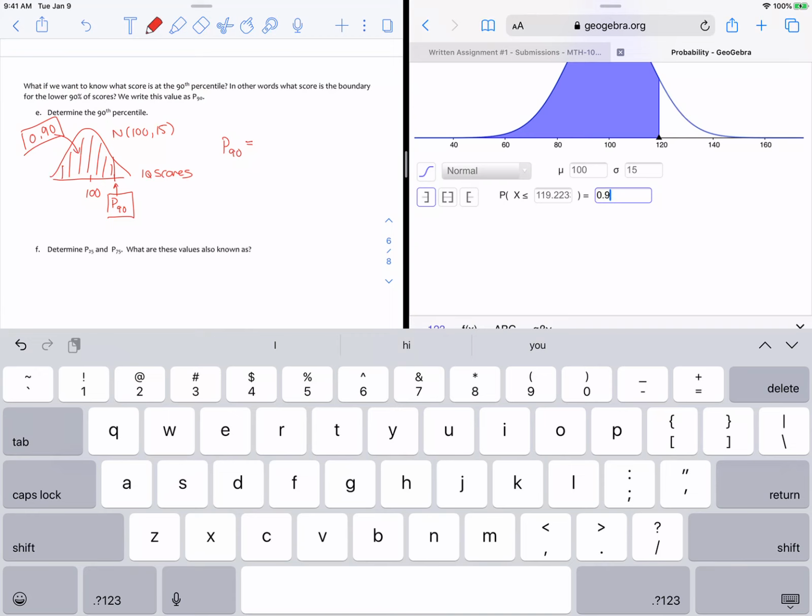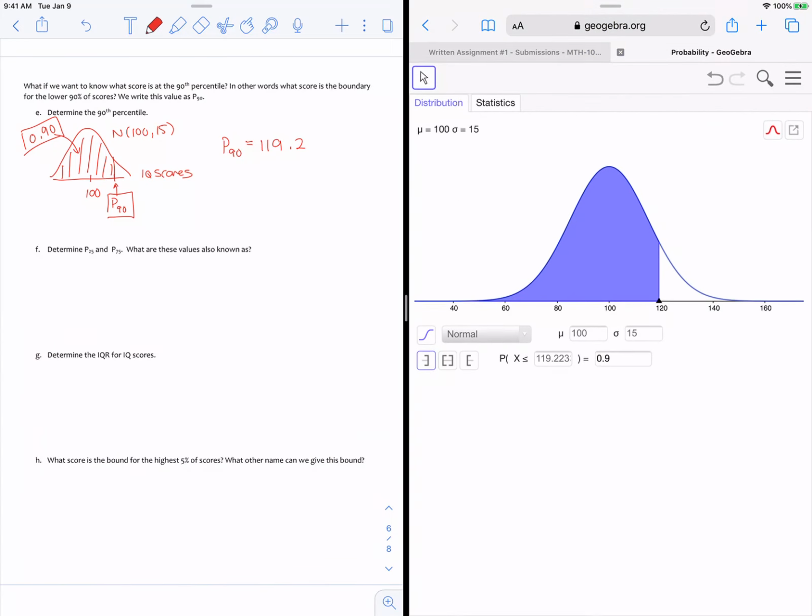So that's going to be 119.22, so 2 decimal places or so. Even 1 would be fine. We can just keep it to 1. Okay, and that's our answer. So a score of 119.2 is at the 90th percentile, meaning that 90% of scores lie below that.